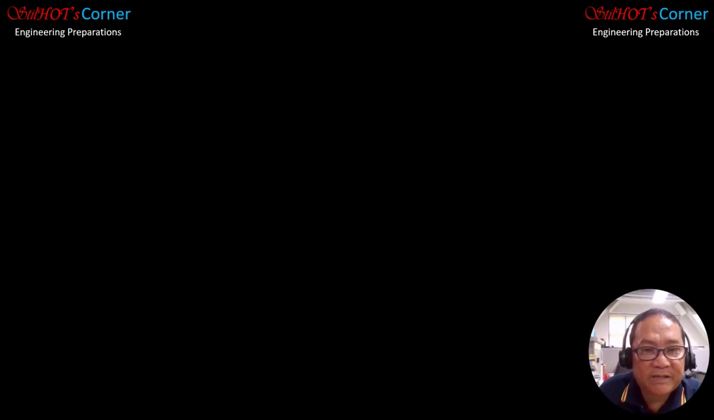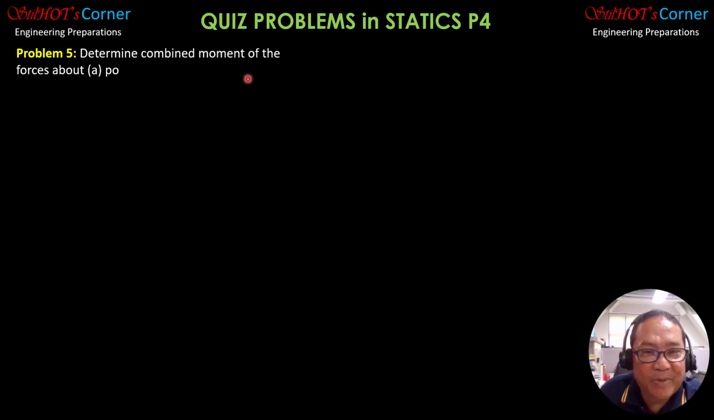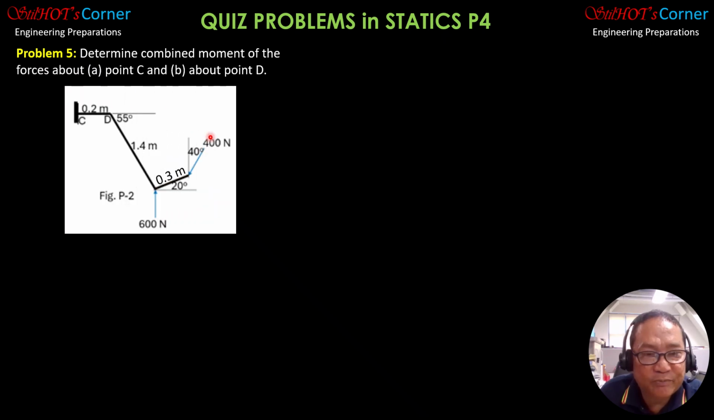So this is quiz 2 and I selected one problem from one section. So here is the problem. Determine the combined moment of the forces about A, point C, and B, about point D. So the given figure is shown.